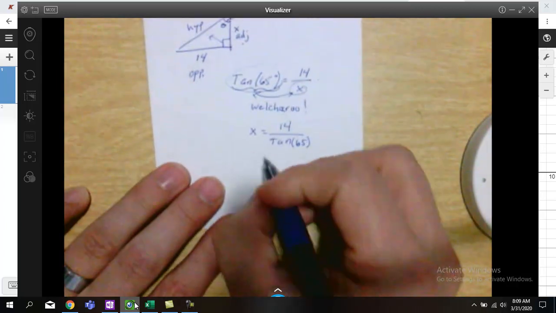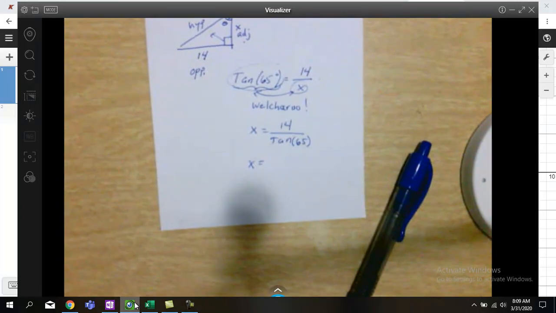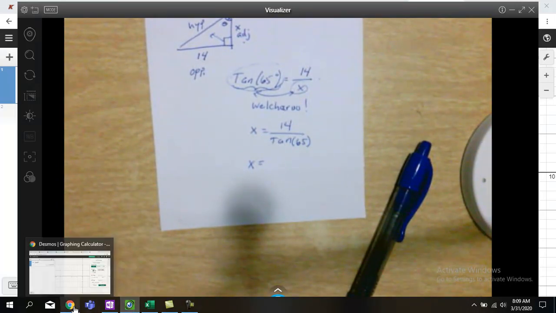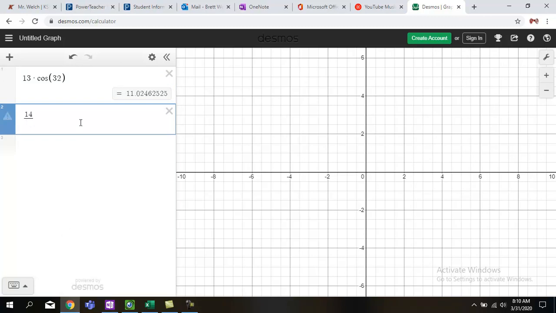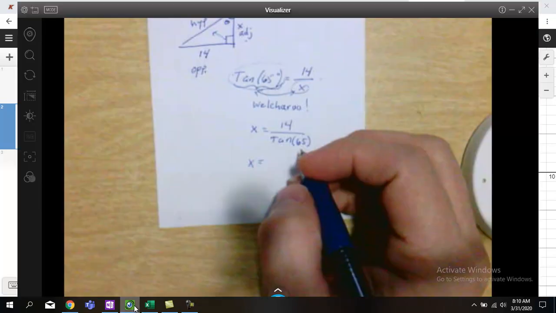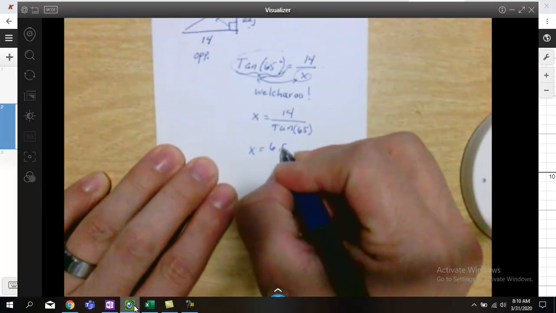Now we can go to the calculator for the actual solution. The nice thing about Desmos is that when you open it up, I'm not going to have to change the mode again, because it's now set to the correct mode. So we're going to do 14 divided by, and I love that it gives me the fraction. Then tangent, open parentheses, 65, close parentheses, and I get 6.53. So over here, we'd say that our x is 6.53.